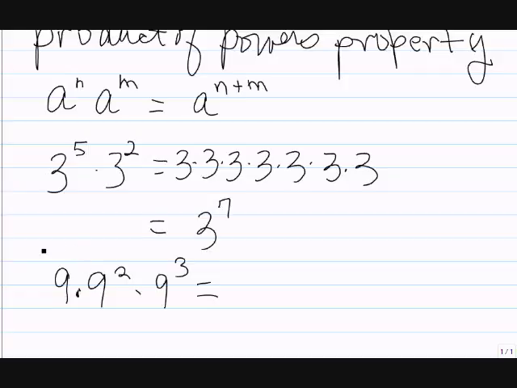This first 9 does not have a power to it. I wonder what the power would be. 1. This is 9 to the 1st power times 9 to the 2nd power times 9 to the 3rd power, making this be 9 to the 6. 1 plus 2 plus 3 is 6. Okay?